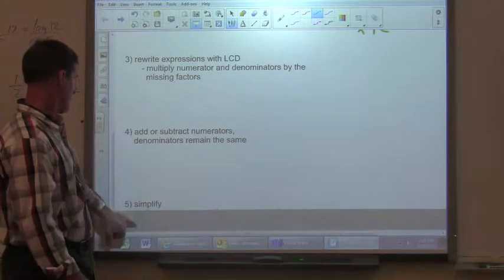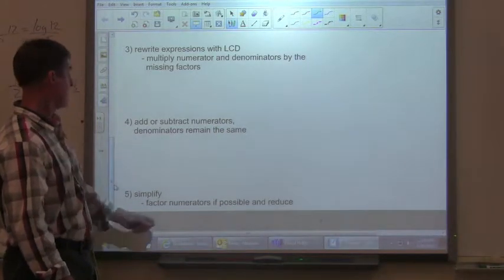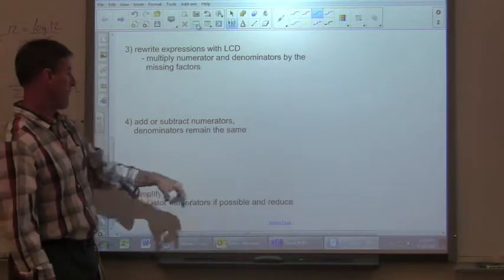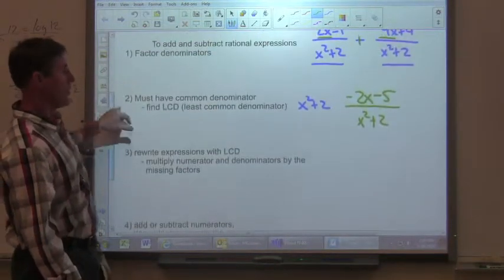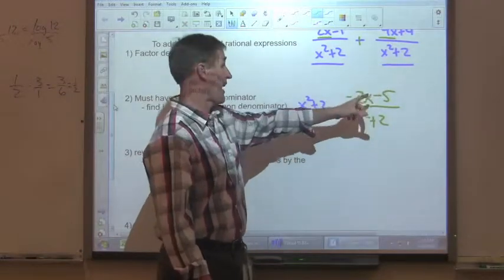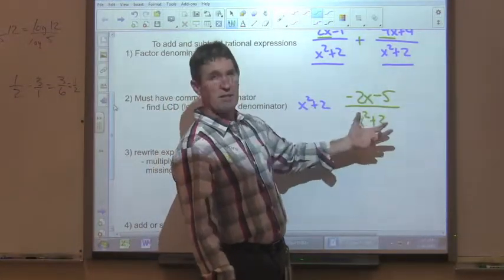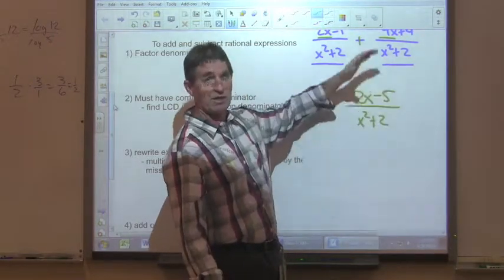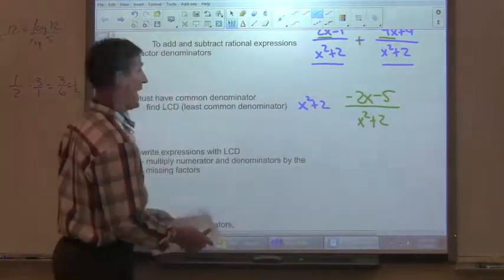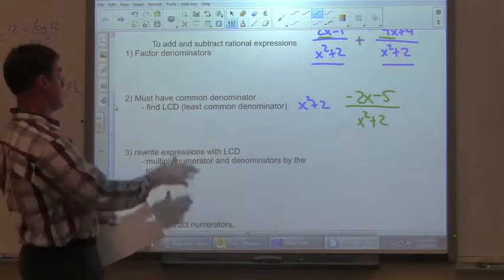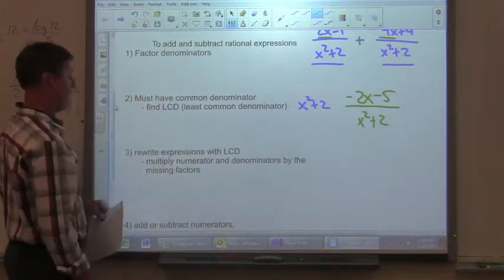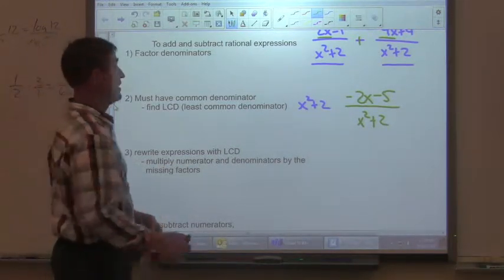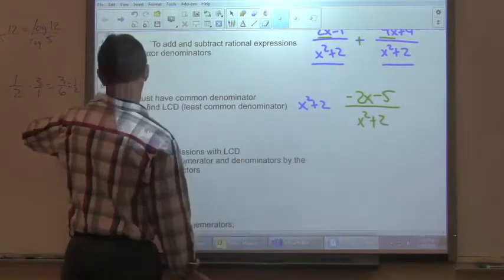The only other step we have is to simplify. And that would be, it says factor numerators if possible and reduce. You always want to check and see, can I factor that numerator? And is there maybe something in the denominator that's factorable also, if we factored it, that could cancel out? In this case, we don't have hardly any of the steps. We can skip step 2, 3, and 5, and we just had to do step 4. So let's go to one where we do have to do all the steps.